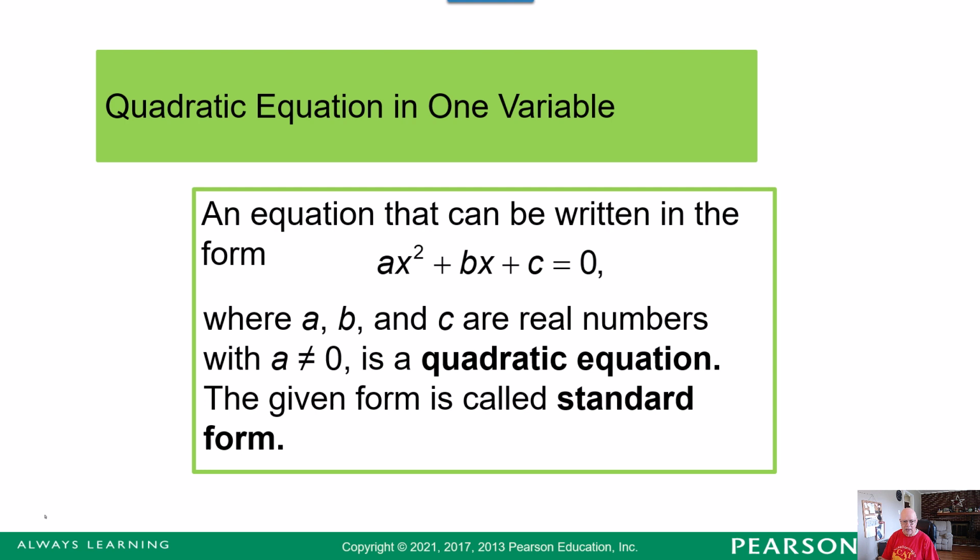Nothing any higher, nothing any lower, no fractions, no minus signs. The leading term should have an x squared in it. And a, b, and c are just real numbers, as long as a isn't 0, because if a is 0, then there is no x squared term. Very simple. And this is called the standard form. Everything's on one side, zeros on the other side. Standard form.